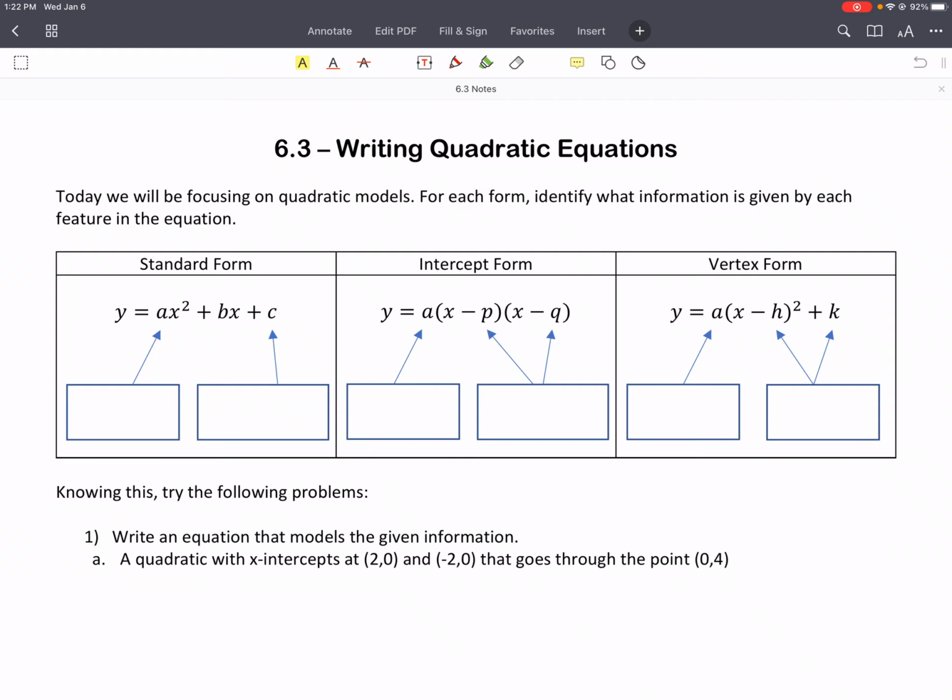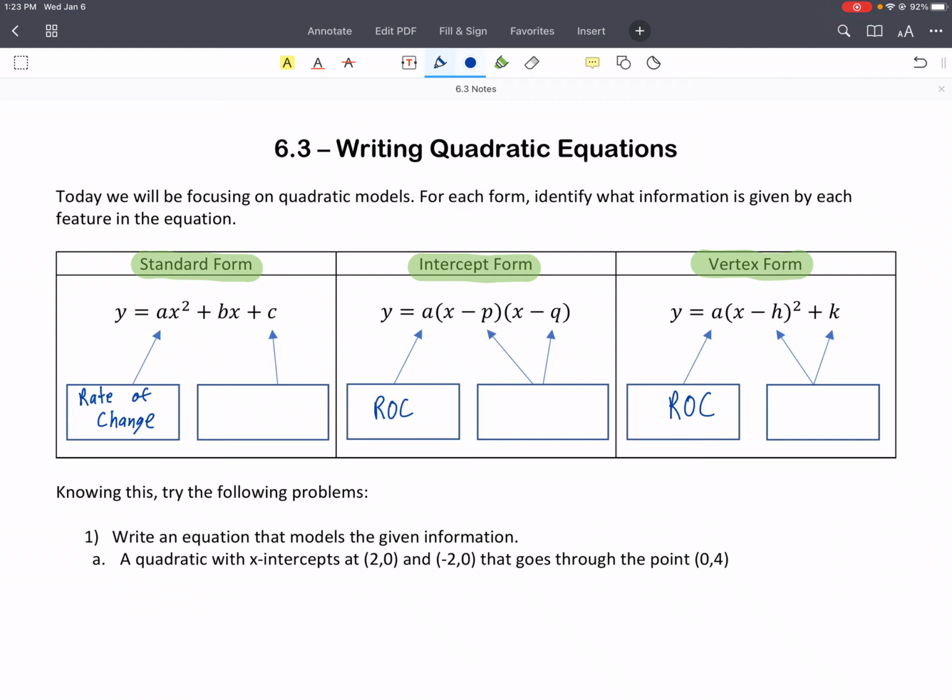So just a refresher, we have our three forms: standard form, intercept form, and vertex form. The one nice thing about all three of these forms is it gives us our rate of change, or our A value. I'm just going to abbreviate it as ROC, rate of change. And each of these forms gave us something unique that we could use to be able to write the equation.